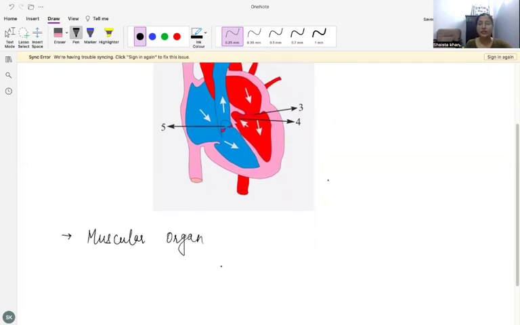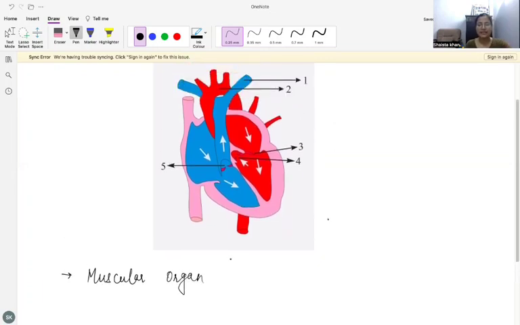Though it is said that it is located on the left side of the body, actually it is situated in the center of your chest, right? But because of the lungs, it feels like it is placed on the left side, because it is pushed a little bit by the lungs. That's why it feels like it is on the left side of the body, and it's a muscular organ.